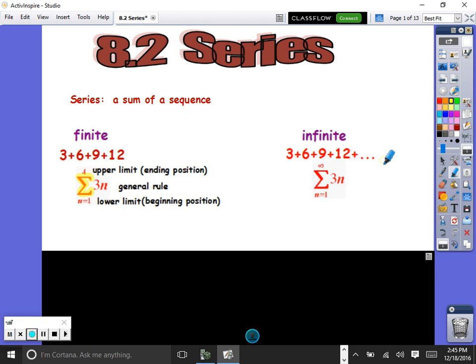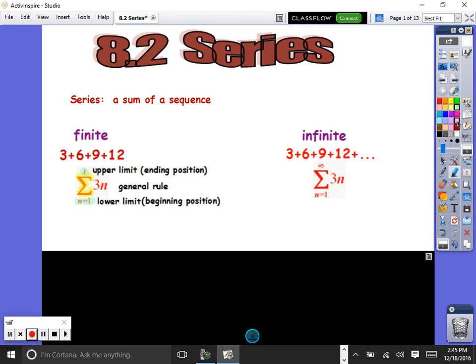So to indicate that I am summing up these terms, I write my capital sigma. And around your sigma goes your upper and lower limit. On the bottom here is n equals 1 because I will be starting with the first term. On top goes how many total terms I am adding up, and I have 4 of them. So I have the first through the 4th term that I am adding up.